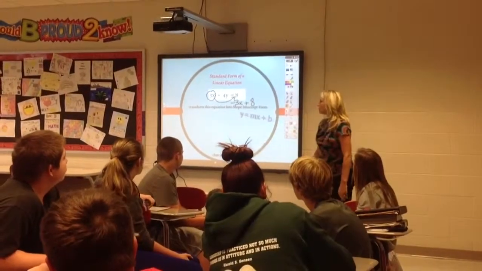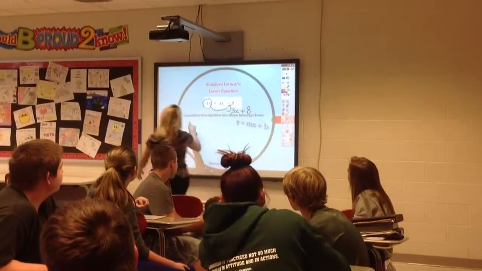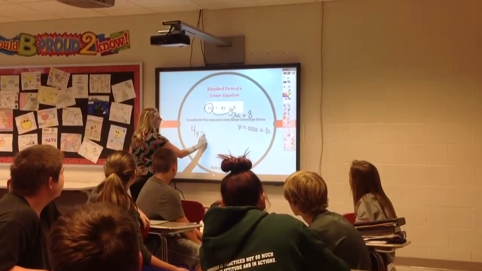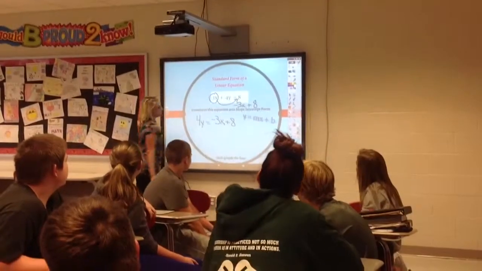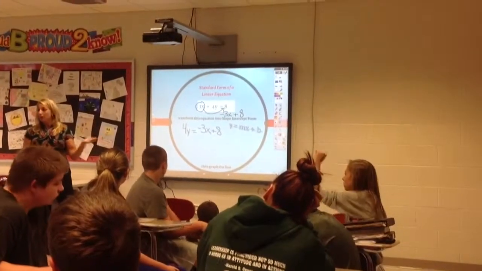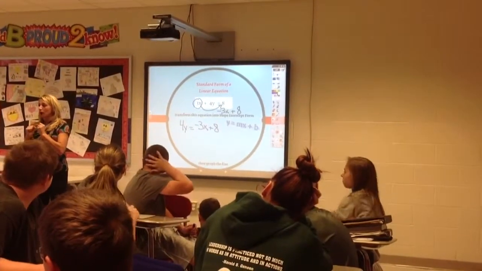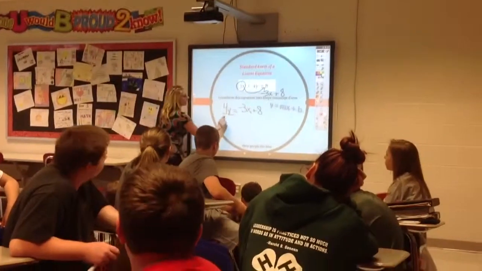Excellent. So you've got, what's left on the left side? Anything? 4y. So let me sum this up for you all by saying 4y is equal to negative 3x plus 8. Now there's one additional step that we need in getting our y alone, and that's to separate that 4 and y. Divide by 4. Excellent. So I'm going to divide by 4.